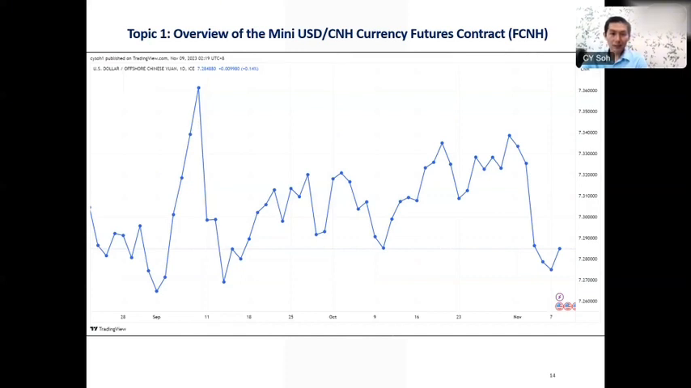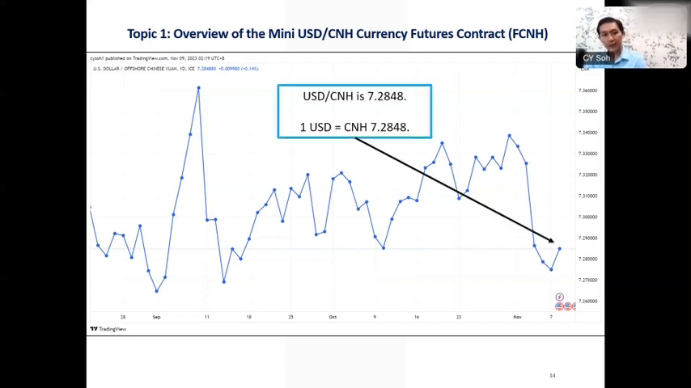You can look at it as, there will be price changes each and every day, because the value of currency will change according to the demand and supply dynamics in the market. So for example, if you look at the far right hand side, the USD to CNH spot price would be 7.2848. So in other words, $1 is actually worth 7.2848 Chinese yuan. So now you already know how to read a currency code.